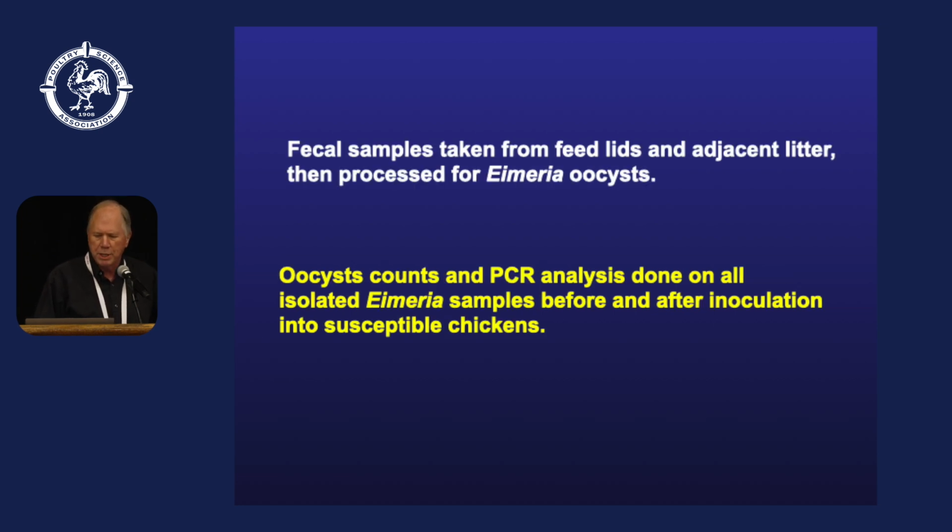So we took fecal samples from the feed lids and from litter in the house, and we processed them for Eimeria oocysts. We did oocyst counts on the fecal material in the feed lids, and we did PCR analysis to try to identify the different species that were present. And we inoculated susceptible chickens with these oocysts. We didn't sporulate those. We just wanted to see if they were actually capable of causing infection.